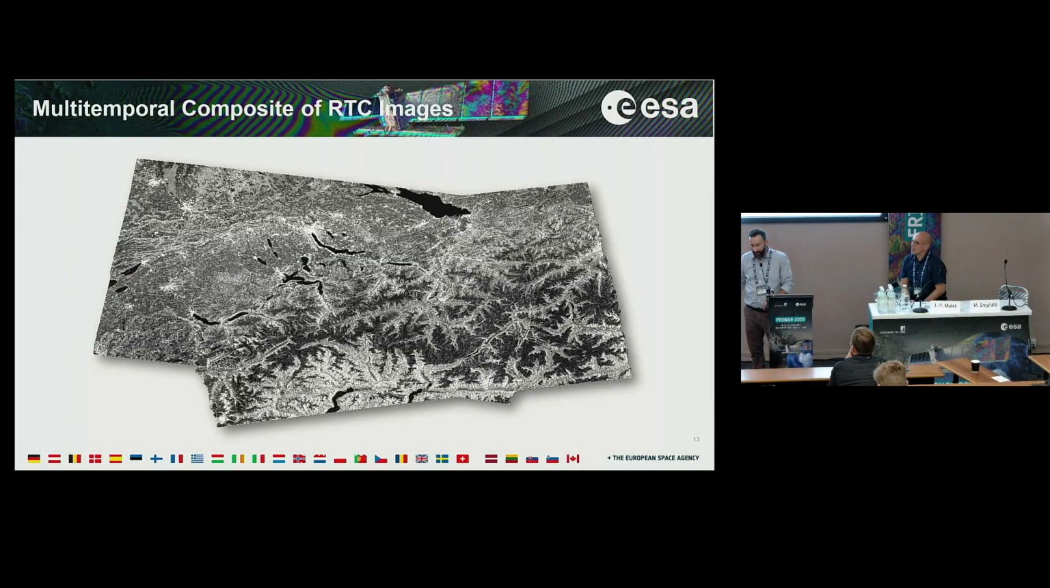This is an example of flattened backscatter, sigma 0 backscatter over the Alps. So you can see ascending, descending, and you have compensated most of the topography, so it is quite straightforward for interpretation.